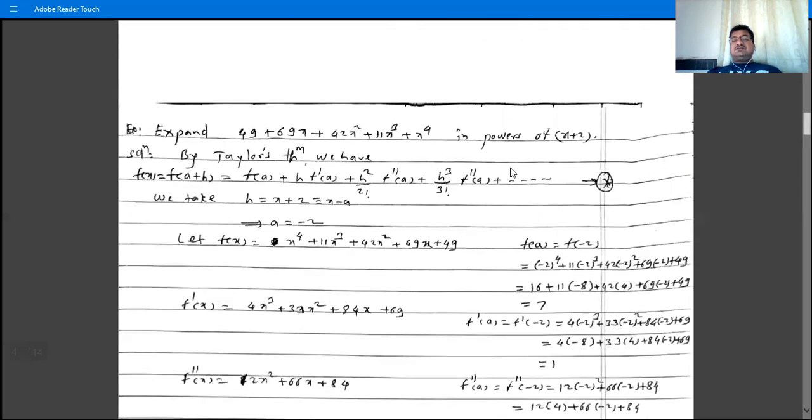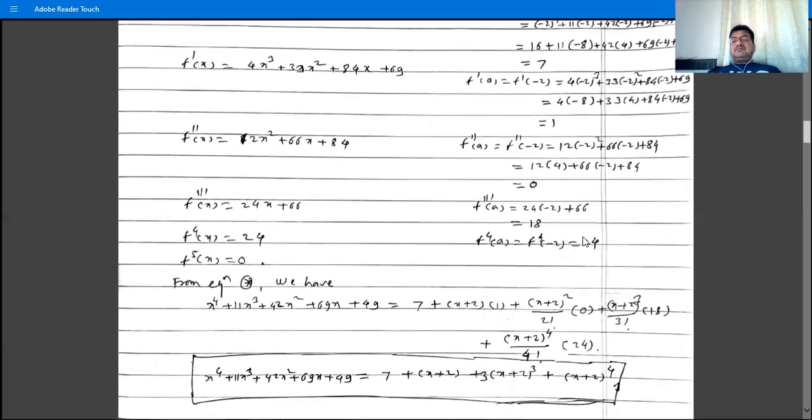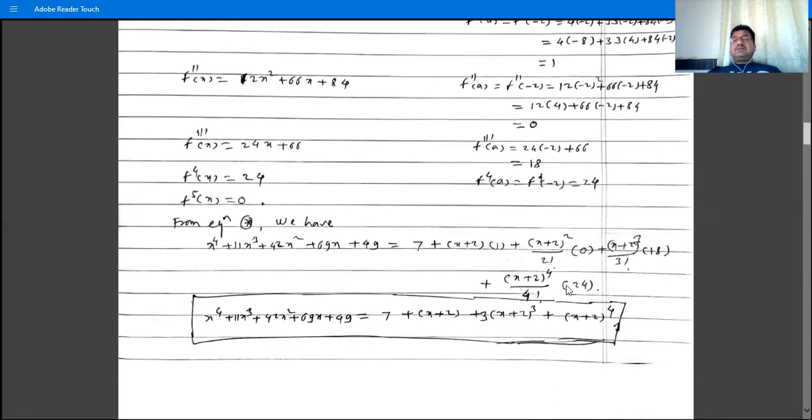Then the next term is h raised to 4, that is x plus 2 raised to 4 by 4 factorial, f raised to 4 of a is 24, and full stop. Then the remaining terms are 0. Don't write plus so on, or plus dash dash dash, because the remaining terms are 0. So full stop.